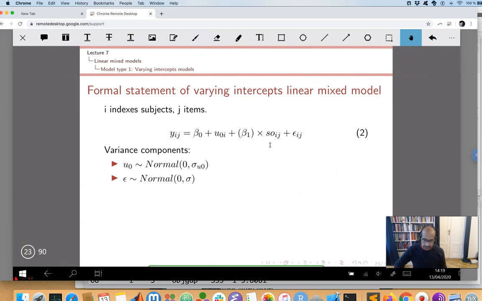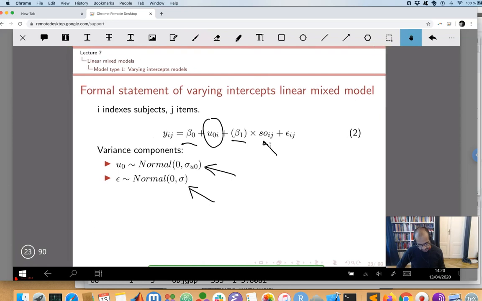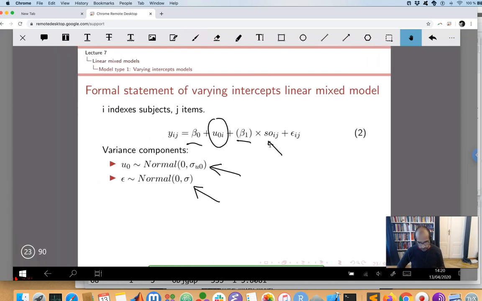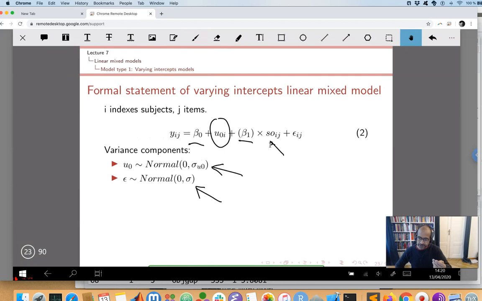The mathematical statement of this model is that we have the grand mean intercept, the grand mean slope indexed by relative clause type, and an adjustment term to the intercept, which is assumed to come from a normal distribution with mean 0 and some standard deviation sigma u0. Then of course we have the usual assumption of the residuals epsilon being normally distributed with some standard deviation sigma.